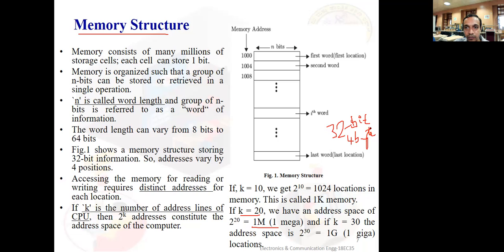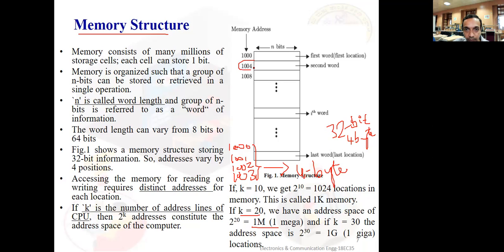I said one location stores 1 byte. So naturally, 4 bytes means I need 4 locations. If I start the addressing of the memory at, say, address 1000, then 1000, 1001, 1002, and 1003. These 4 together will store the same data. Please remember again, because the total together is a 4-byte number. So the next number can be stored only at 1004.